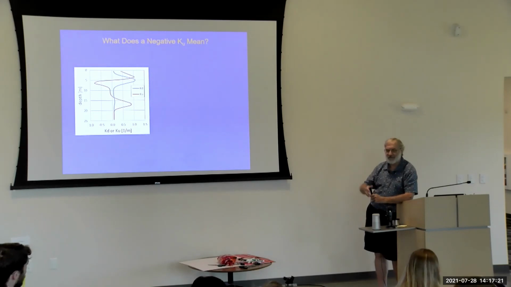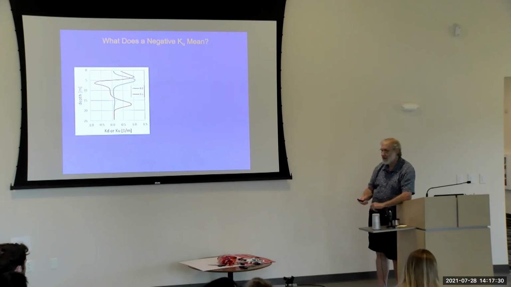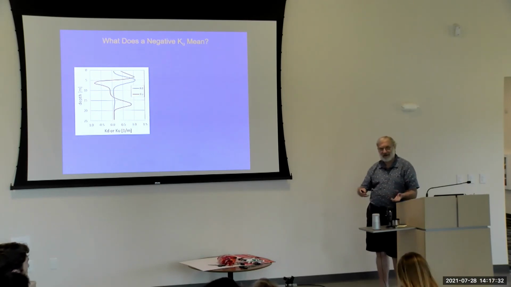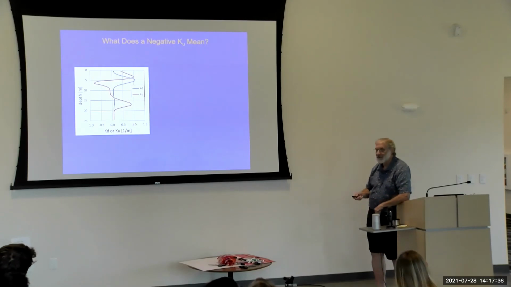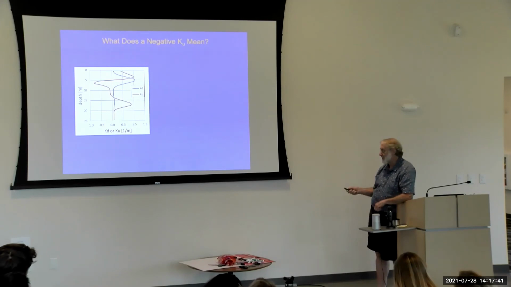A positive K function means the light field's decaying with depth. A negative K function means the light field is increasing with depth. Well, can you have light increase with depth? The answer is yes. You don't see it in the middle of the ocean on a normal day, but it's easy to see in two cases.